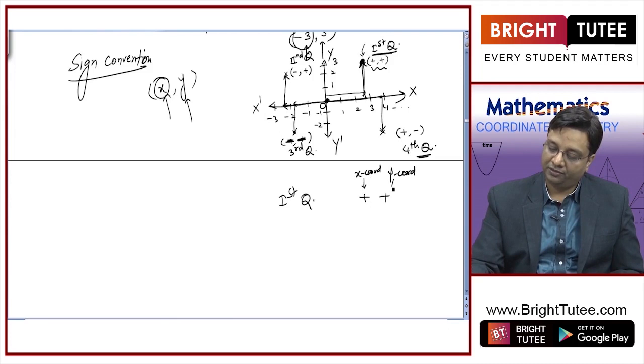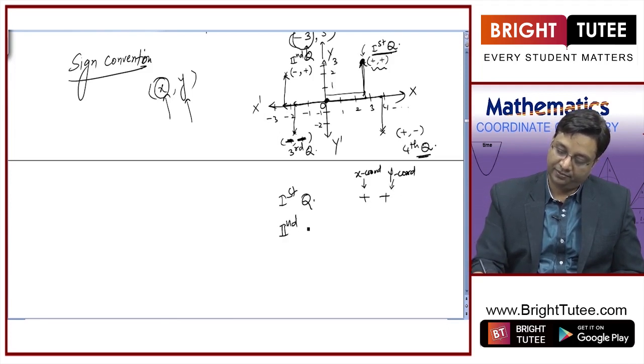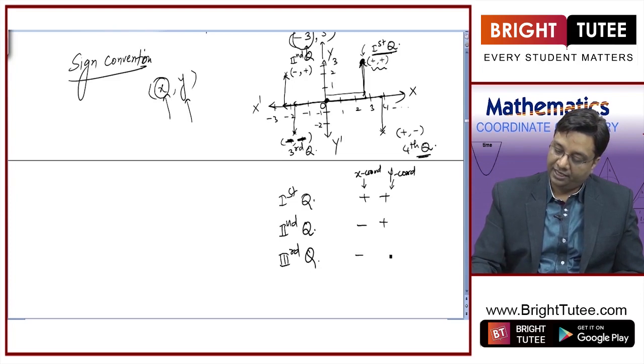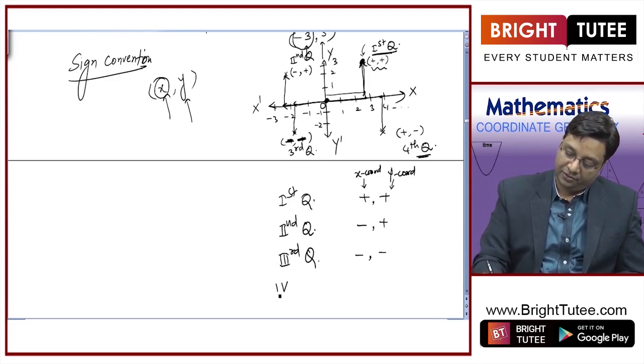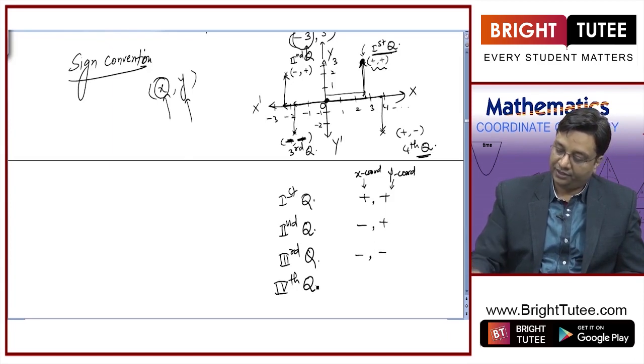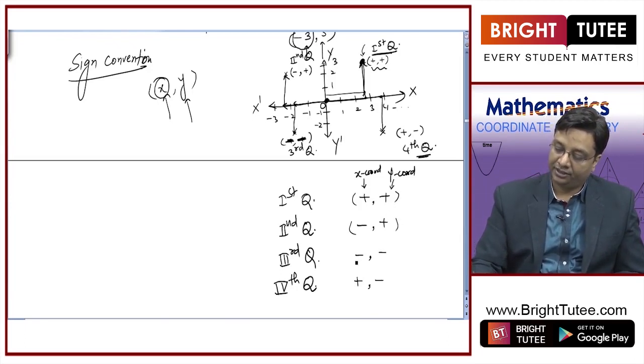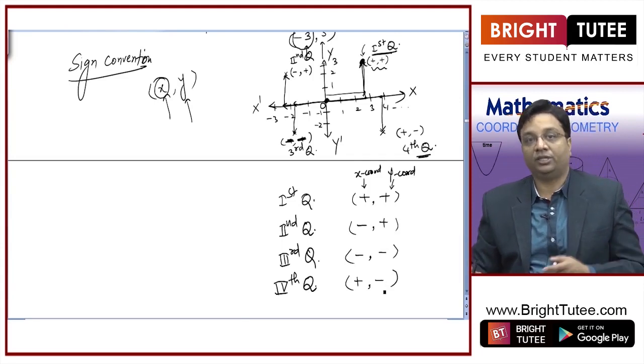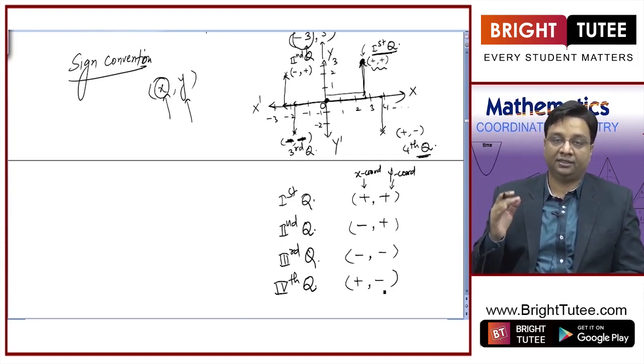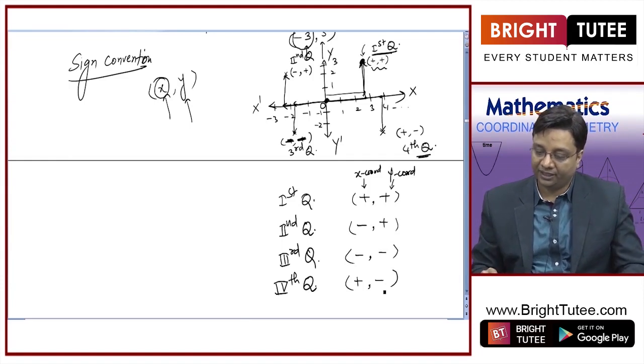Okay. X coordinate is positive, y coordinate is also positive. In second quadrant, x coordinate is negative, y coordinate is positive. In third quadrant, x coordinate is negative as well as y coordinate is negative. Let me separate them by a comma. Okay. In fourth quadrant, x coordinate is positive and y coordinate is negative. Okay. So these are the signs of coordinates in various quadrants, first, second and third and fourth quadrant, right?